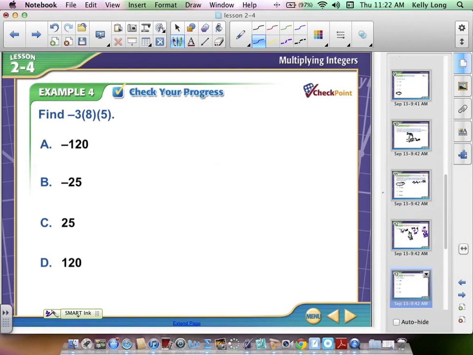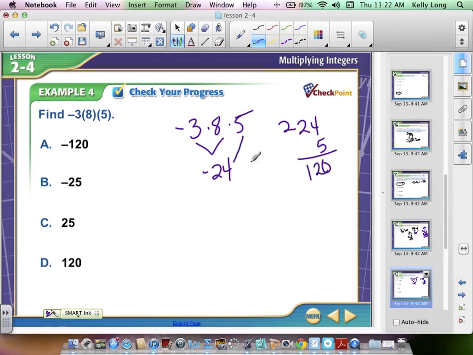So just take it a step at a time when you're working a problem like that. Okay, look at this one. You do this problem, pause the video, do it, and then come back and check your work. All right, negative 3 times 8 times 5. Well, what's negative 3 times 8? That's a negative 24. And then I have 24 times 5. That's going to be 20. 2 times 5 is 10, plus 2 is 12. So that's a negative 24, so that's going to make that a negative 120. Choice A, a negative 120.